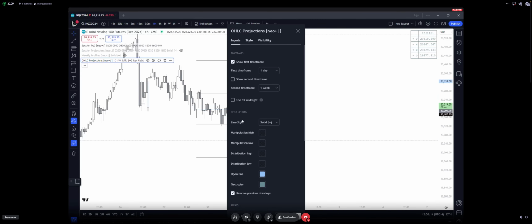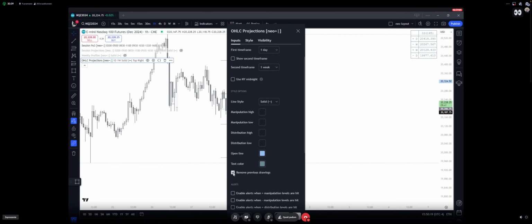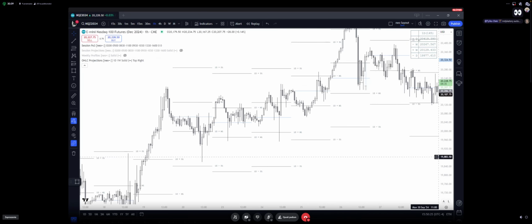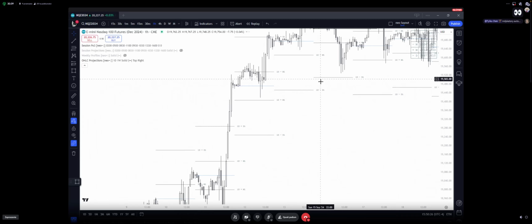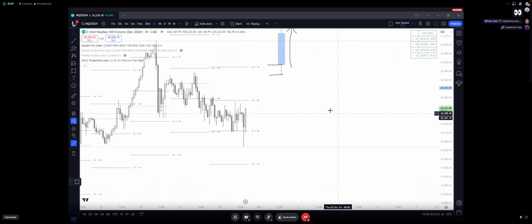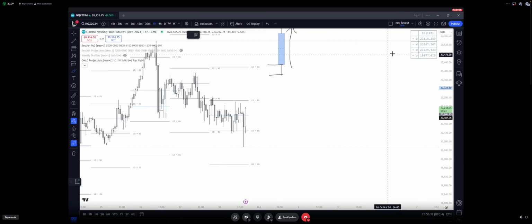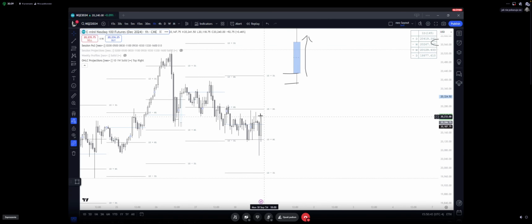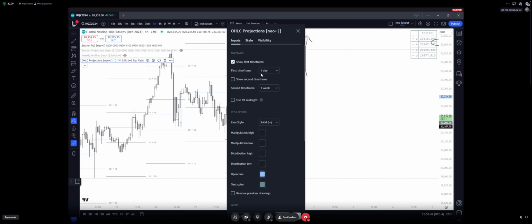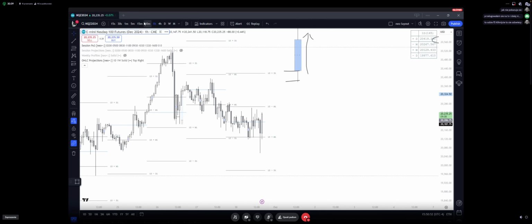Now we can see how these levels work every single day just by clicking this one little button, the remove previous drawings. If you unclick it, you can see how it reacted every single day before. You can look at all the past data, and up here in the top right, if you enable the stat table, you can see how much information your chart has. See, right now it's looking at 145 previous days, and that's how we're getting these levels on our chart right now. Okay, so how are you going to want to use these levels?